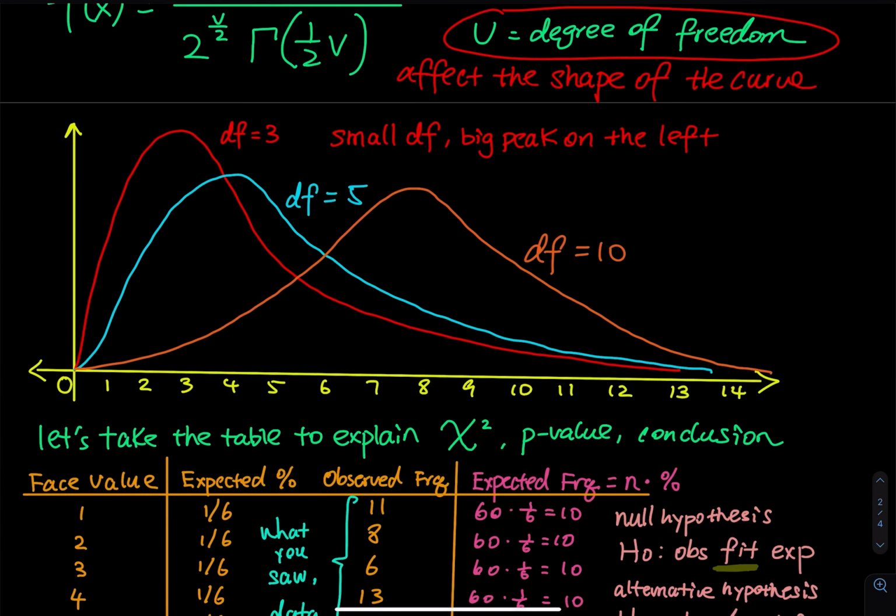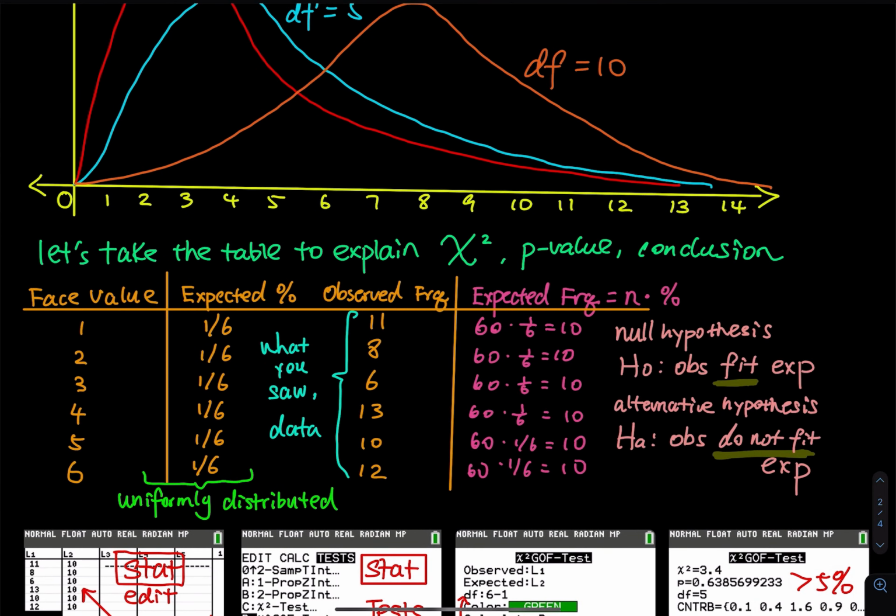All right. So now, go back to my table. I have the same table. How do you perform a chi-square goodness of fit test? So here is how you do it. Usually, the problem will give you the observations, which is the face value, and then the expected percentage, and the observed frequency. So the problem provides the data, some percentage, and the name of each category.